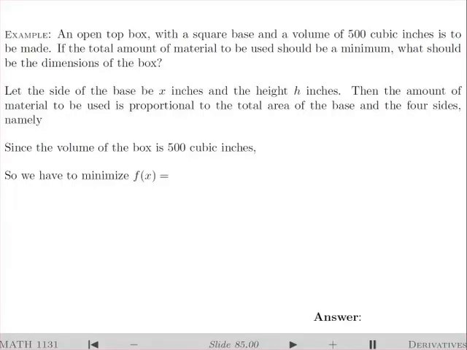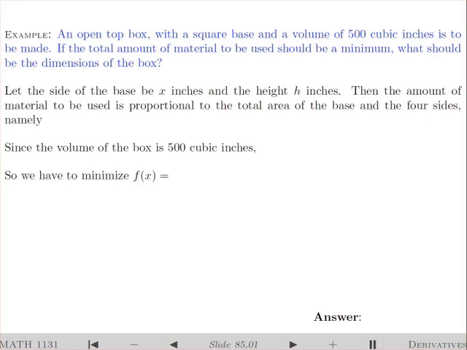Welcome. In this session, we are going to do our first example of finding absolute extrema over an open interval or an infinite interval. It's again a geometric problem. I want to find, of all open top boxes, so the box has 4 sides and a bottom, there is no top, take such a box with a square base and a volume of 500 cubic inches. And I want the total amount of material used to be a minimum.